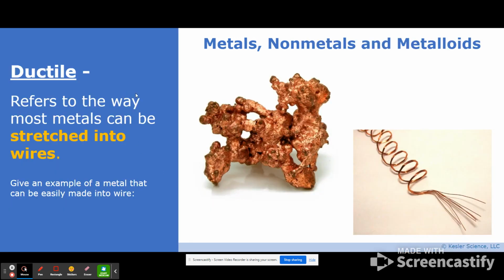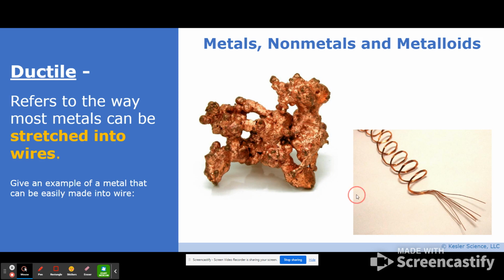Another one is ductile. It refers to the way that most metals can be stretched into wires. This is copper, just straight copper that comes from the ground. It can be pulled and stretched into wires. The example that we looked at when we learned about ductility was Laffy Taffy. Remember that big Laffy Taffy machine and how it's pulled and stretched? This would also be like if you took Play-Doh and made it into a snake, and then you twirled it around and around, that would be pulling it and stretching it.